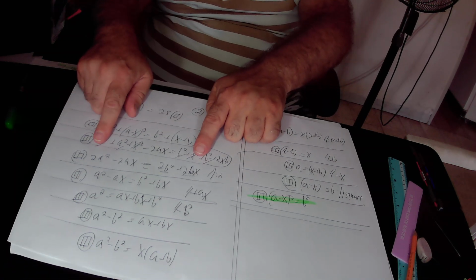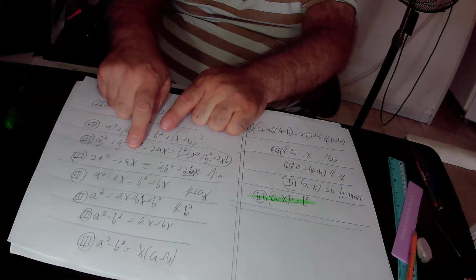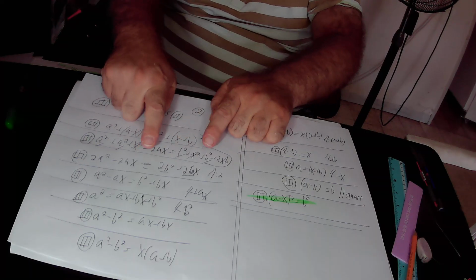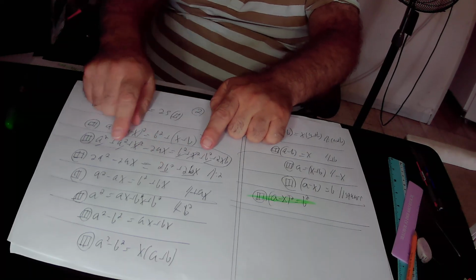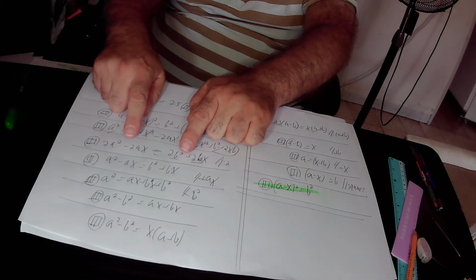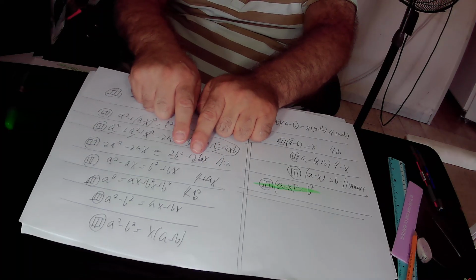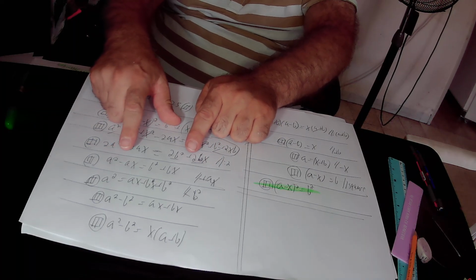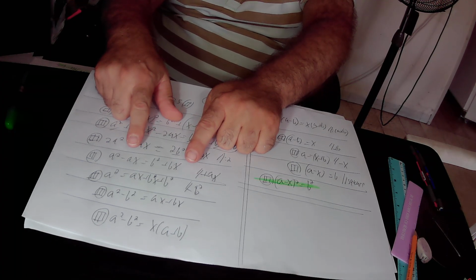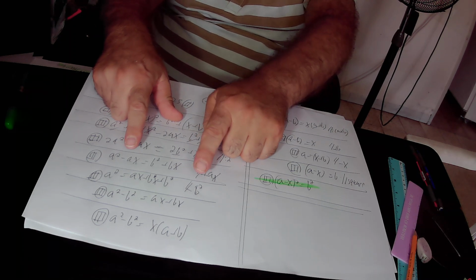Here we divided equation 3 by 2 and finally found that 2A squared over 2 is A squared, minus 2AX over 2 is minus AX, and it equals 2B squared over 2 is B squared, and 2BX over 2 is BX. So in total, according to equation 3, A squared minus AX equals B squared plus BX. Here we added AX to equation 3, and found that A squared equals AX plus BX plus B squared. Here we subtracted B squared from equation 3, and finally found that A squared minus B squared equals AX plus BX.